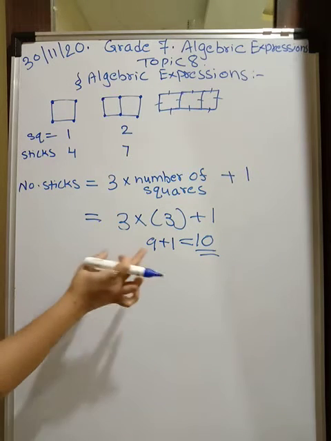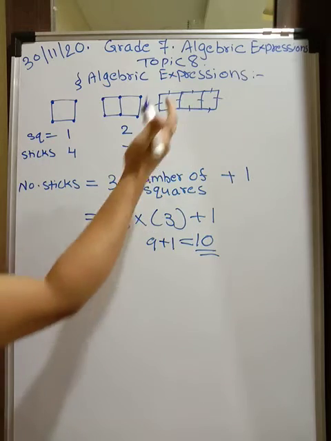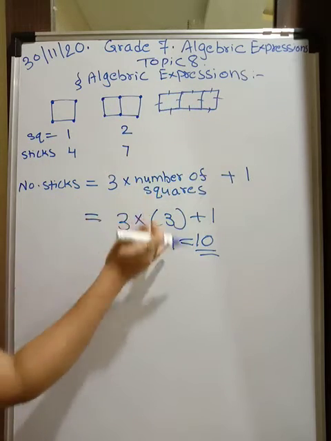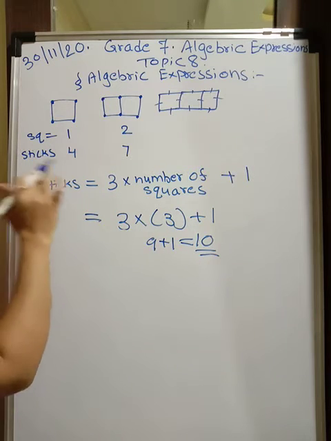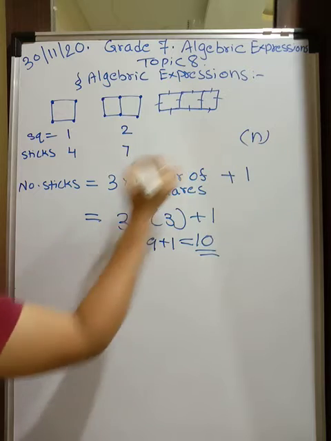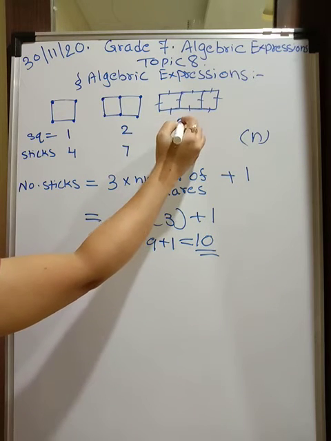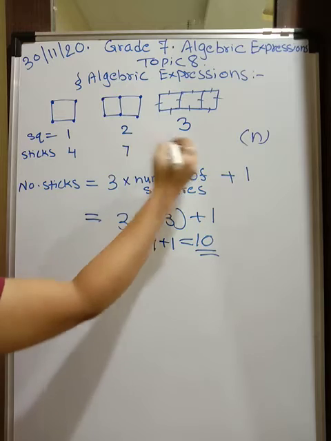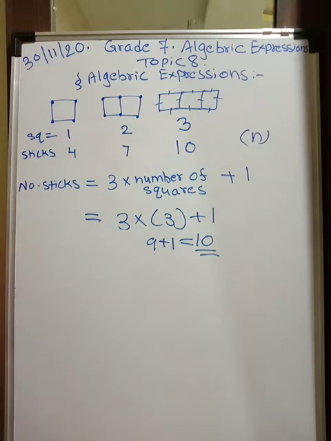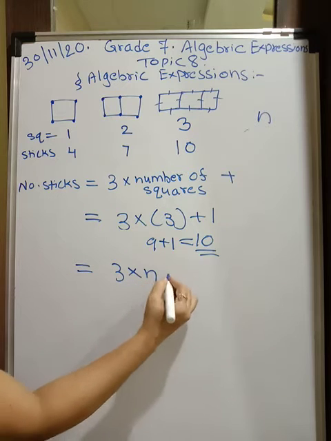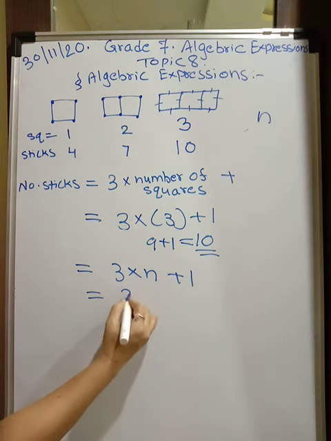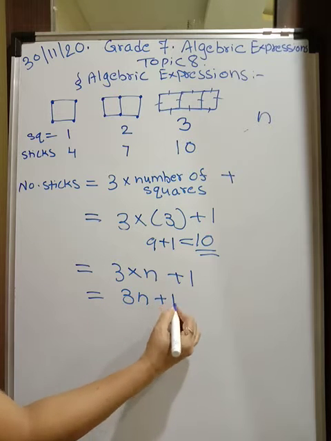Is it clear? So by using the formula, if there are 21, 22, 124 squares, then now I have the formula to calculate the number of sticks. Like this, here there were 3 squares, number of sticks are 10. If I have n squares, if the number of squares are n over here, I don't know how much it is. So my answer will be 3 into n plus 1. That is 3n plus 1.